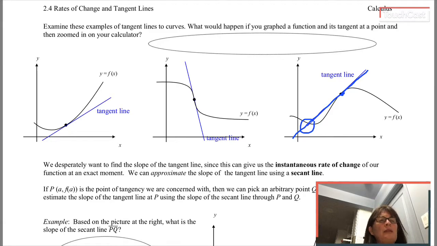But I want you to think about this. You have a little bit of experience with an idea like this. What do you think would happen if you graphed these functions and their tangent lines and zoomed in on the graph? You're going to write your best description here of what you think, your prediction. What do you think would happen if you took these pictures and zoomed in at that place where the curve and its tangent touch?